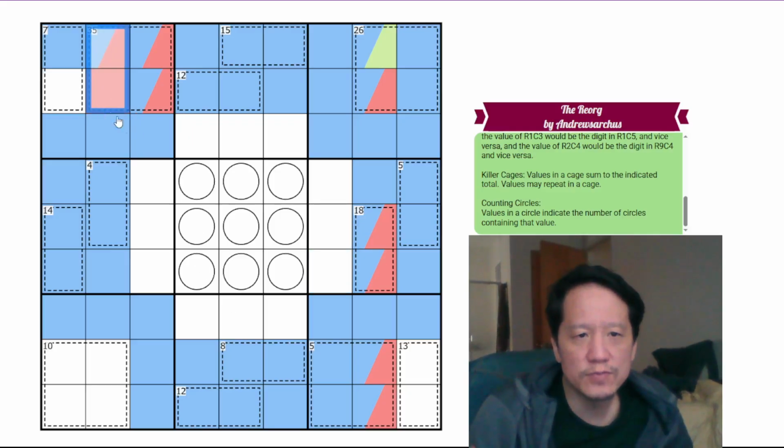None of these can be... one of these two is swapper. This can't be swapper because it's diagonally adjacent to there, so this must be swapper here. So this swaps these two cells. So we have this cell being swapped.